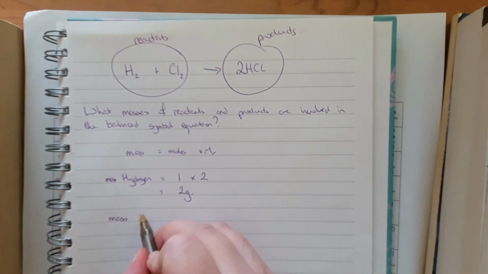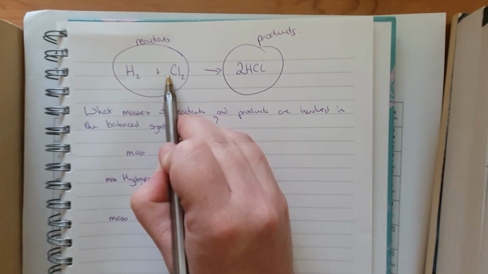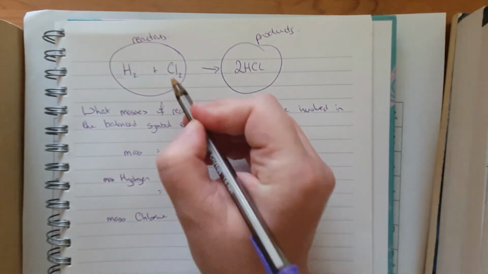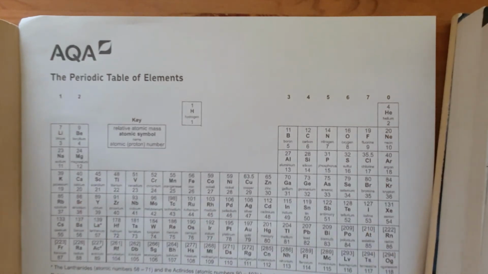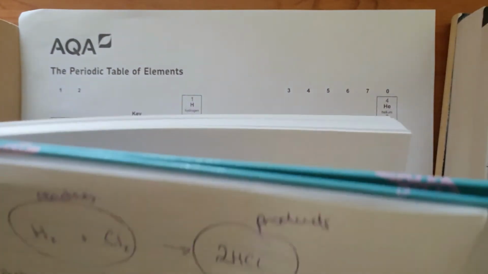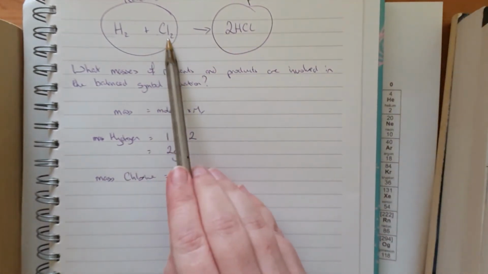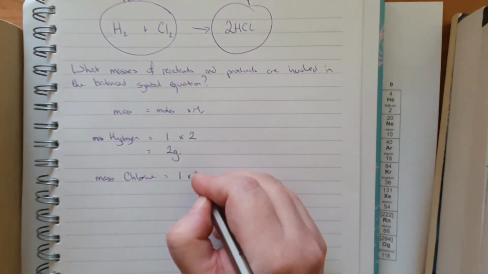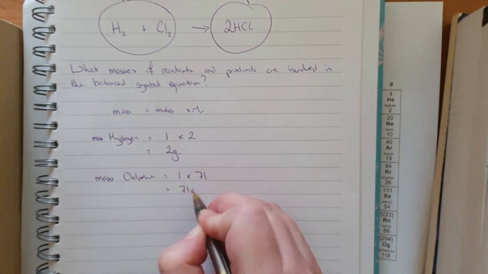Let's look at the mass of the chlorine. How many moles? Well, there's no number there, so it must be 1. And the MR of chlorine, oh, let's have a look. There's chlorine, 35.5. But there's 2 of them. So 35.5 times 2 is 71. And 1 times 71 is 71 grams.